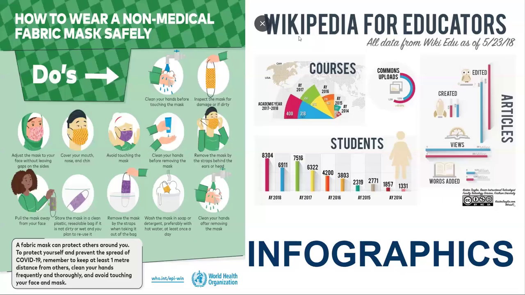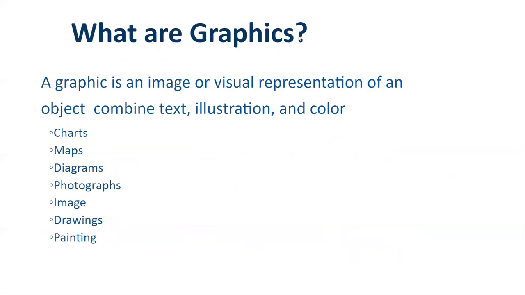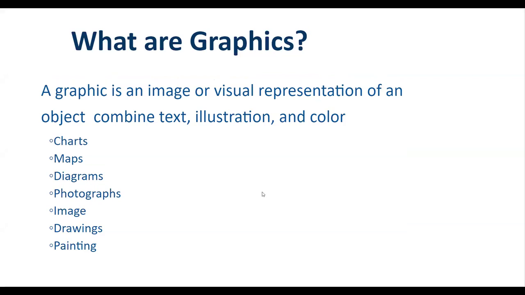Whenever we create graphics, they can be in the form of charts, maps, diagrams, photographs, images, drawings, and paintings. As a teacher, you may have all these types of graphics in your classroom. If you are a teacher of social science, you might have used charts, maps, diagrams, and images in your teaching and learning. We are all teachers here, and somewhere in our teaching we have used these types of graphics to make our students understand a particular piece of information and to make our topic clear.